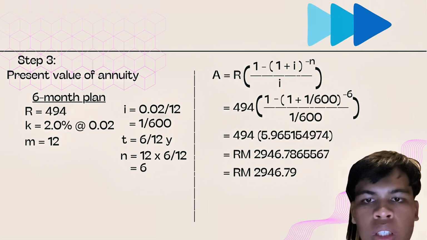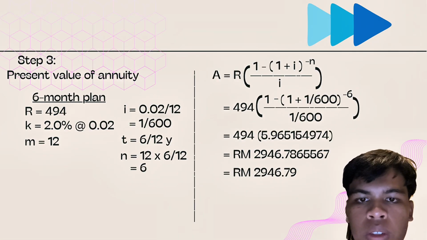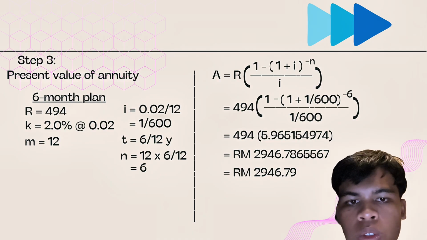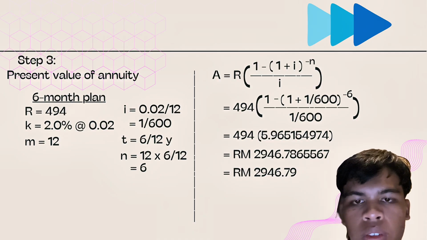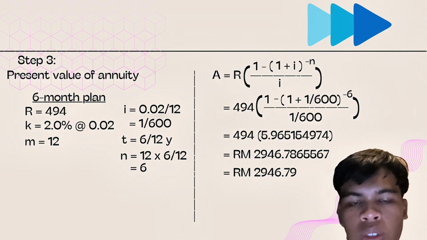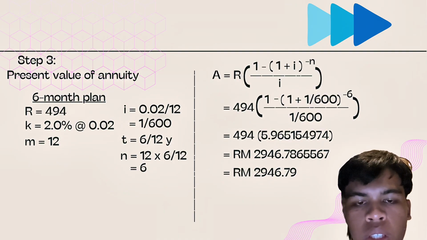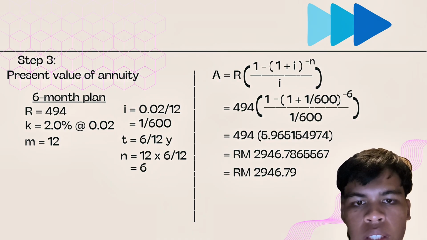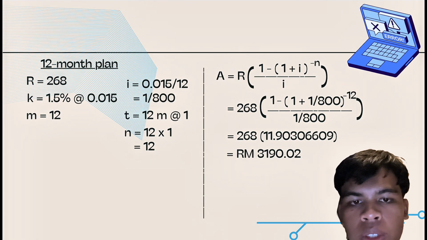Step 3, we want to find the present value of annuity. For the 6-month plan, the information has been given. We want to use the present value of annuity formula. So just substitute into the formula and the final answer should be 2,946 ringgit and 79 cent after round off.